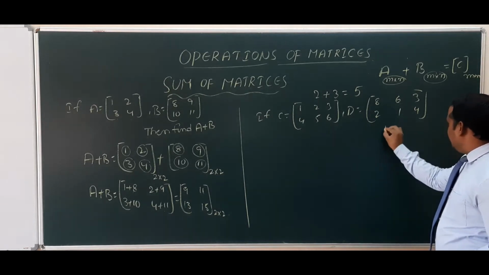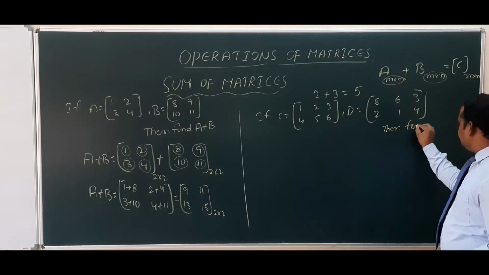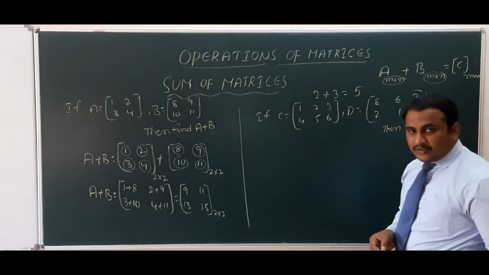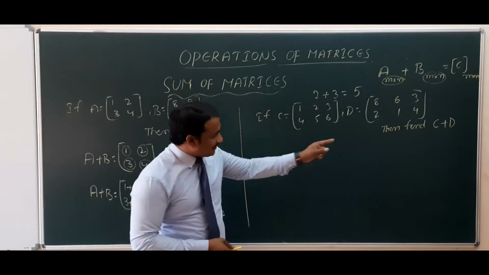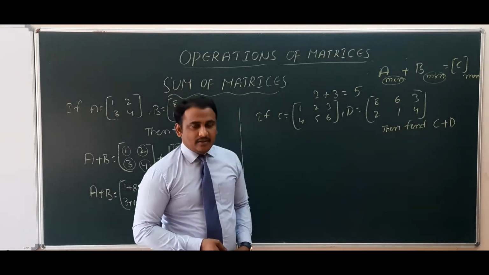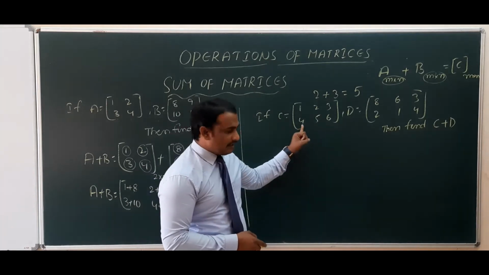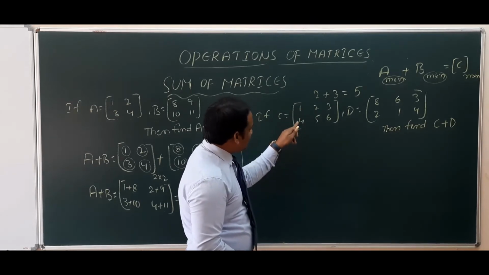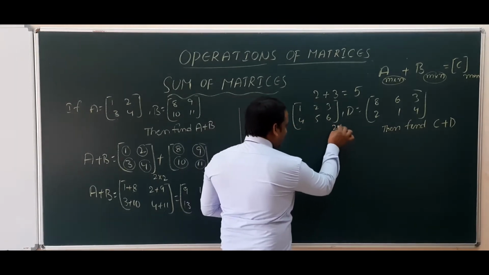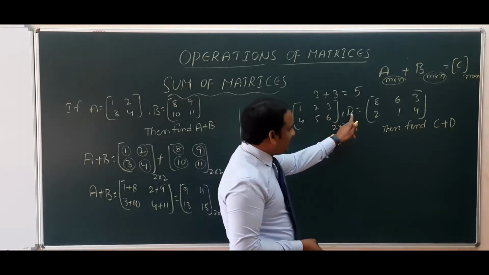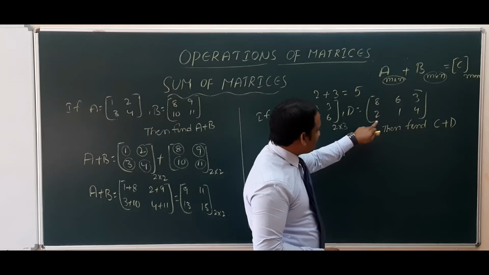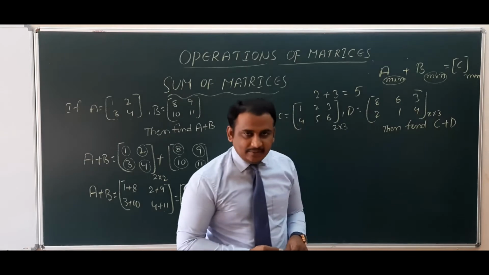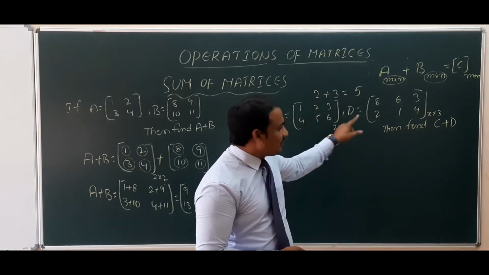Now they are asking to find the sum of the C plus D matrix. They are asking for the sum of the C matrix and D matrix. First, what do you have to check? You have to check the order, of the C matrix and the D matrix. C matrix order: first row, second row, first column, second column, third column, so 2 by 3, 2 rows and 3 columns. What about the D matrix? First row, second row, first column, second column, third column. Here also 2 by 3. When the order is the same, second step, add the corresponding elements.